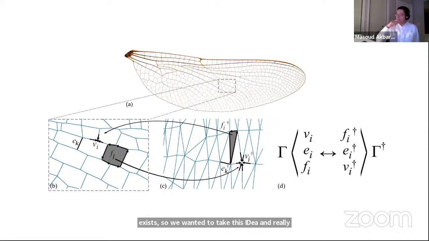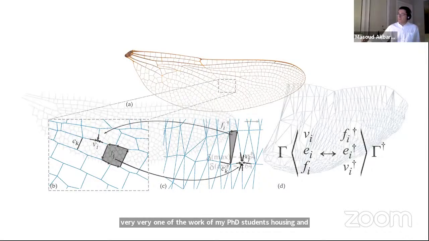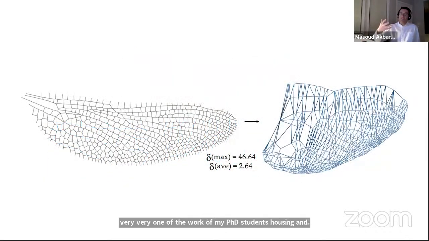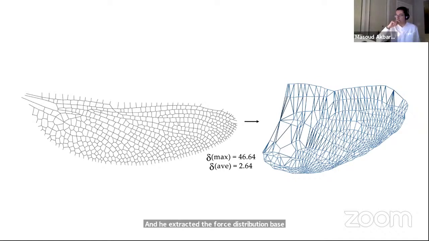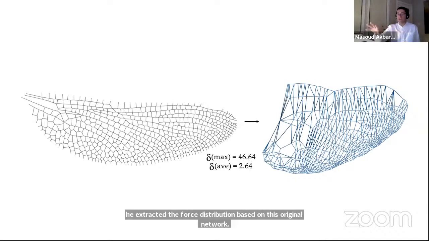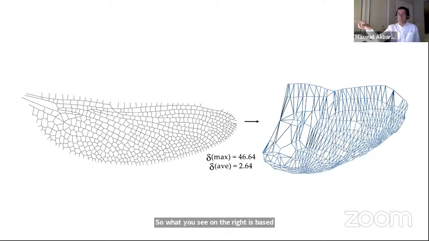So we wanted to take this idea and really analyze it to see what we can understand from this network. The first thing that we did, and this is, by the way, one of the works of my PhD student, Hao Zheng, is that he took the internal network of the dragonfly wing and extracted the force distribution based on this original network. So what you see on the right is the force distribution based on the methods of 2D graphic statics and the network of the dragonfly wing.